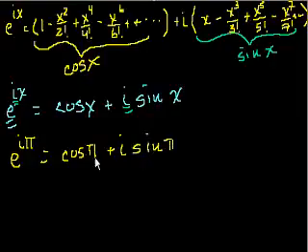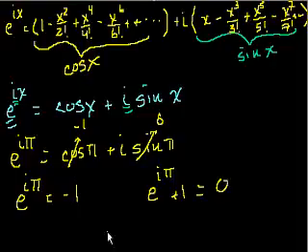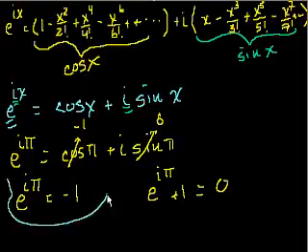Well, what's cosine of pi? This is equal to -1. And sine of pi is just equal to 0. And we get e to the i pi is equal to -1. This is amazing. Or you could also write e to the i pi plus 1 is equal to 0. Once again, amazing. Either of these should make you question your take on reality.